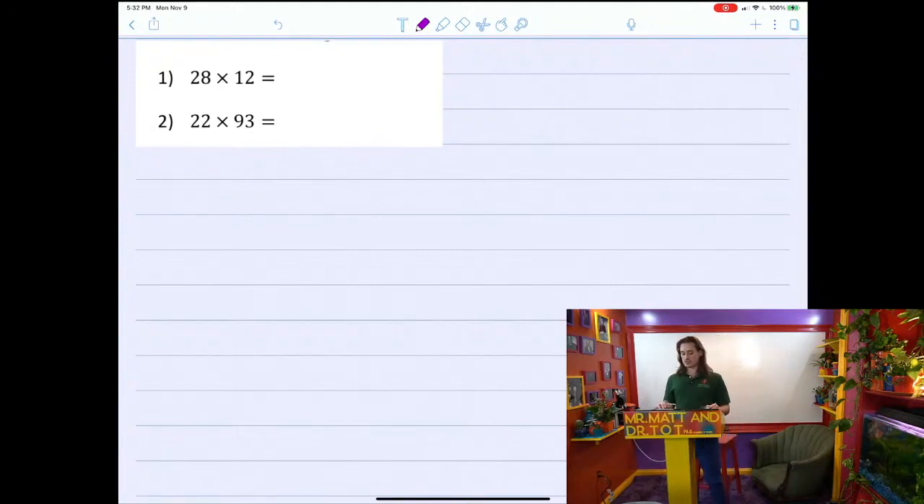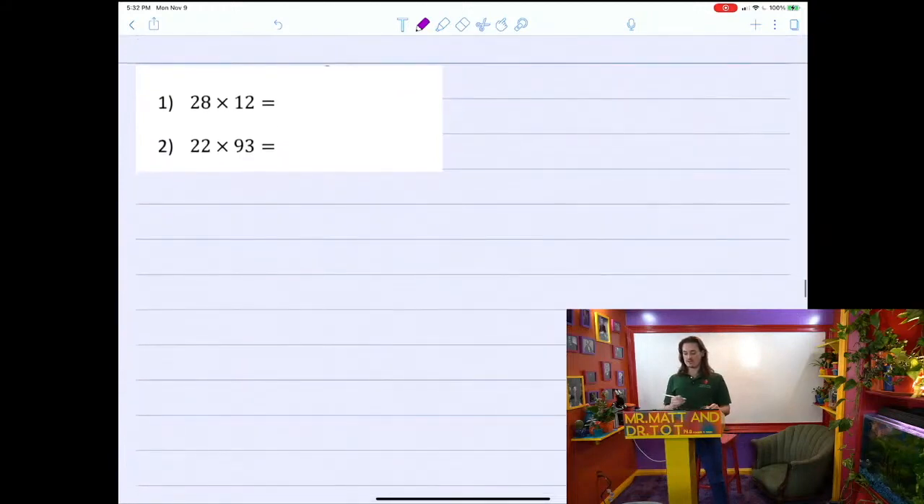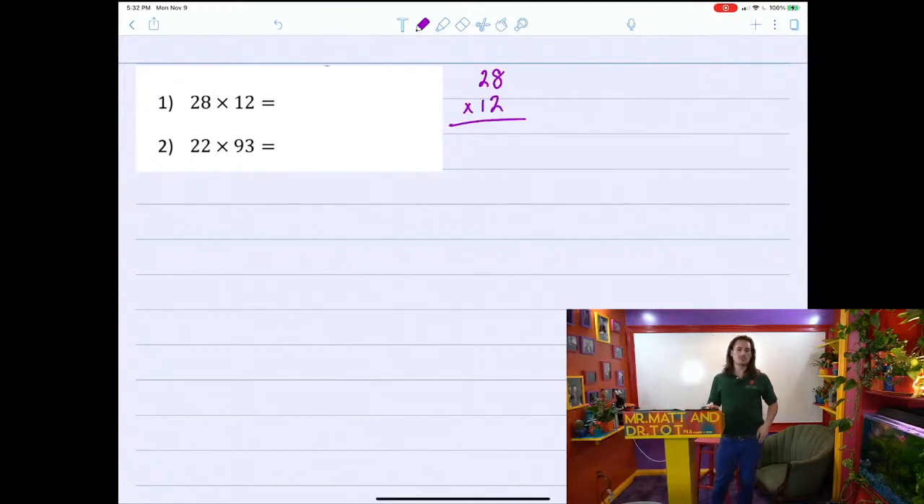So I'm going to show you here how we would do that, and then you're going to have some examples to work with yourself. So I usually like to take the smaller value on the bottom, but it doesn't really matter. But if we have 28 times 12, you just have to match up the ones digit with the other ones digit, tens with tens, hundreds with hundreds, and so on and so forth.